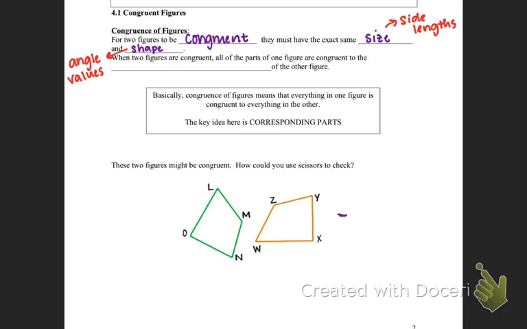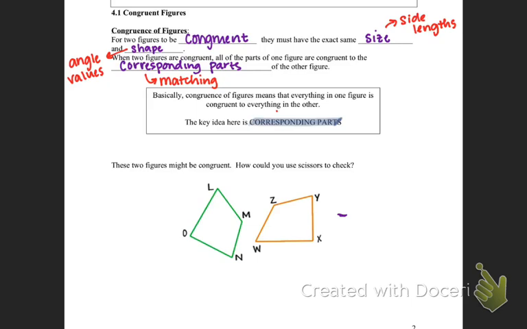So we want to find that all the parts of one figure are congruent to the corresponding parts of the other figure. Now, corresponding, not the best word, just because you spent all this entire last unit talking about corresponding angles and alternate interior angles. But when we're talking about these congruent figures, corresponding parts just mean the matching parts. The parts that match up in size, that match up in shape. And that's truly what it comes down to for these congruent figures, is finding those corresponding parts.